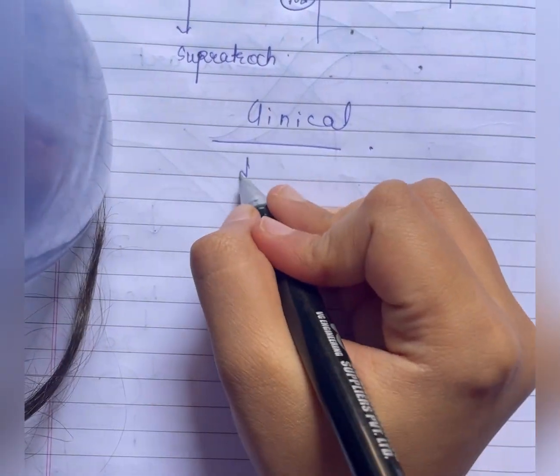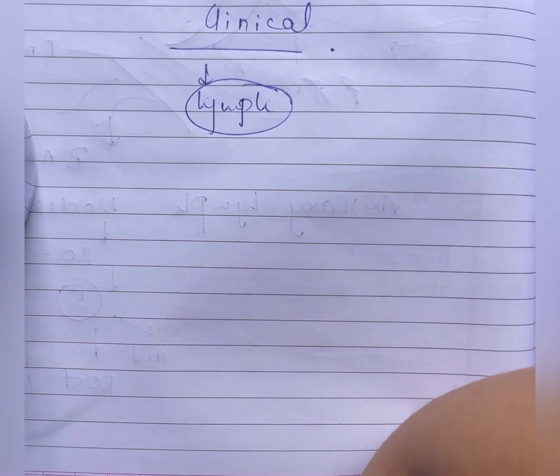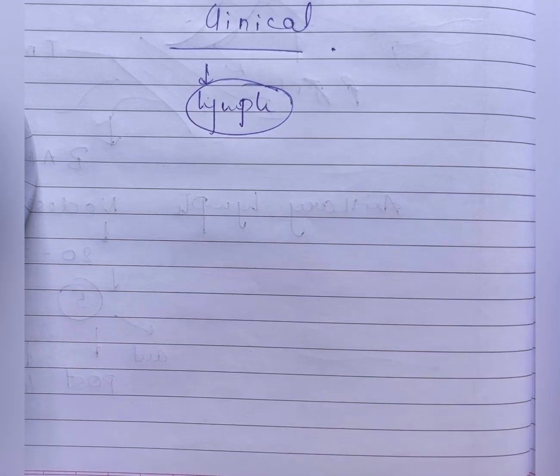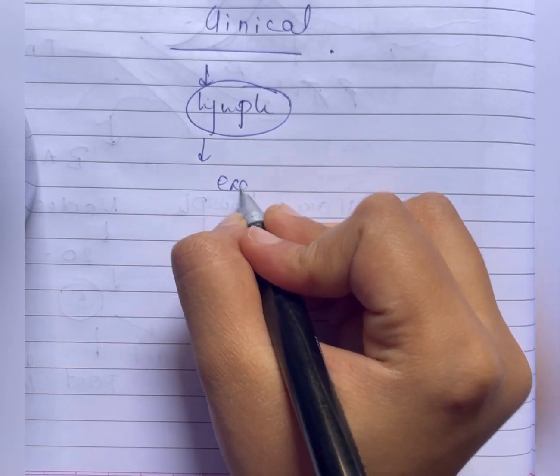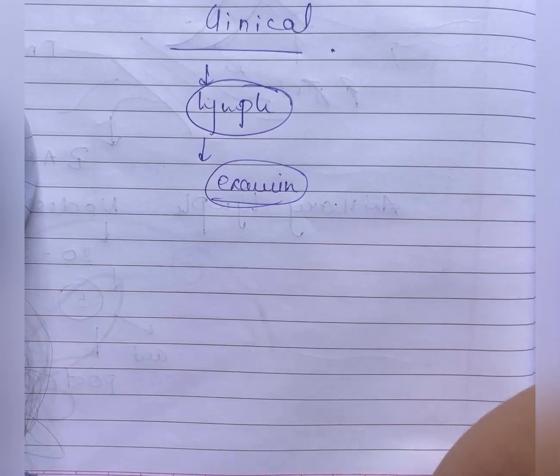Now the clinical part of the axilla. So the axillary group of lymph nodes not only drain the axilla, but they also drain the breast and the anterior and posterior body walls above the level of the umbilicus. Then second is the examination of lymph nodes. So right axillary nodes have to be examined by the left hand and the left by the right hand.